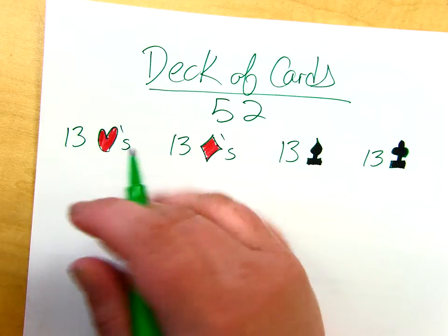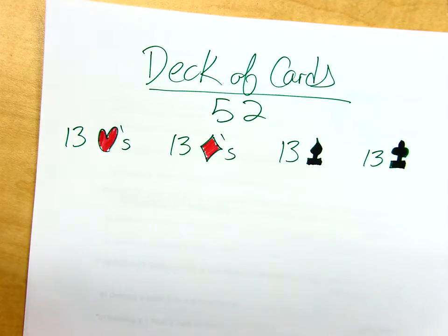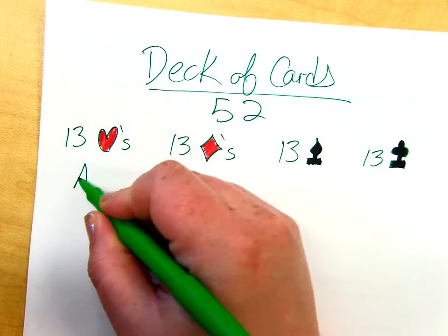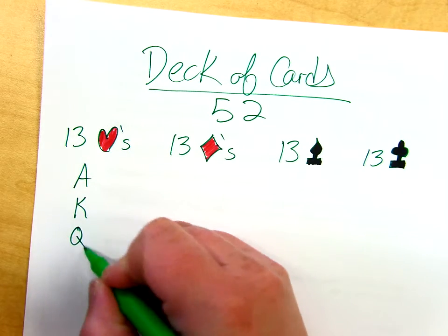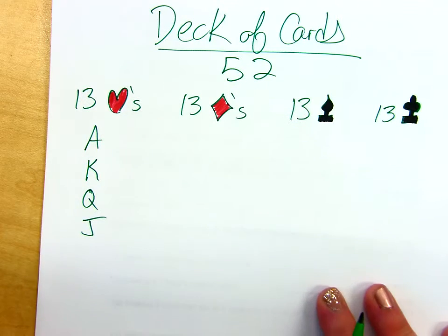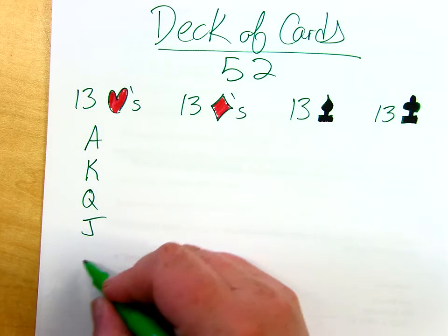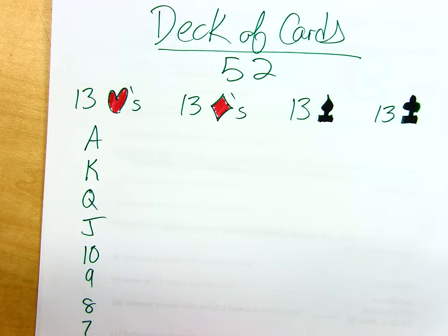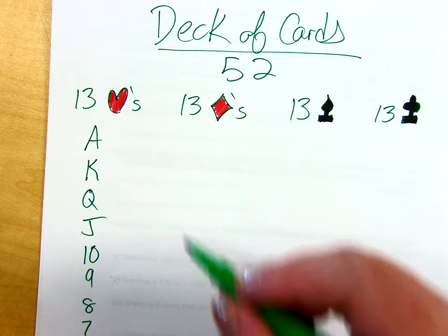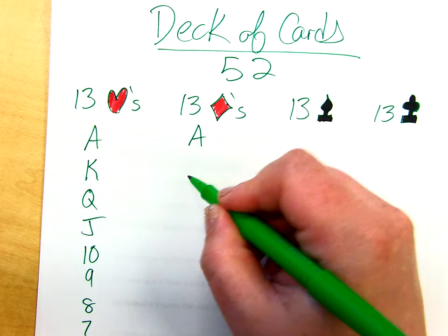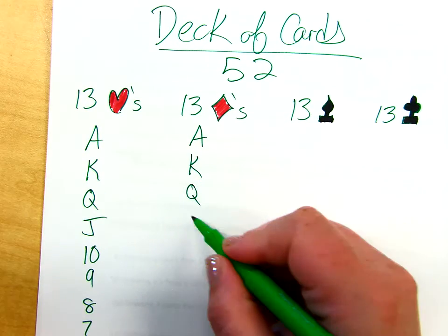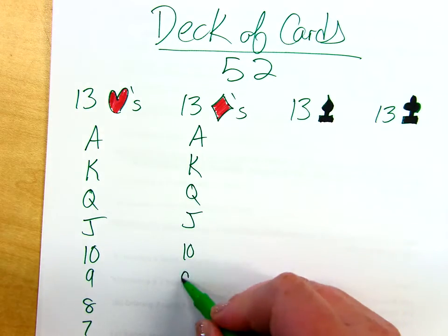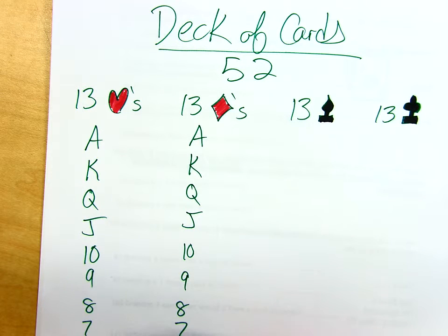Anywho, in each of these suits, you have the following cards. You have ace, king, queen, jack. And then you have the number cards: 10, 9, 8, 7, 6, 5, 4, 3, 2. Wait, there's a one? No, I thought there was only 4 of each. There are.